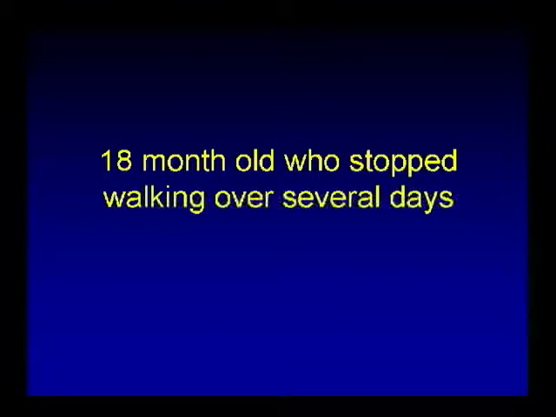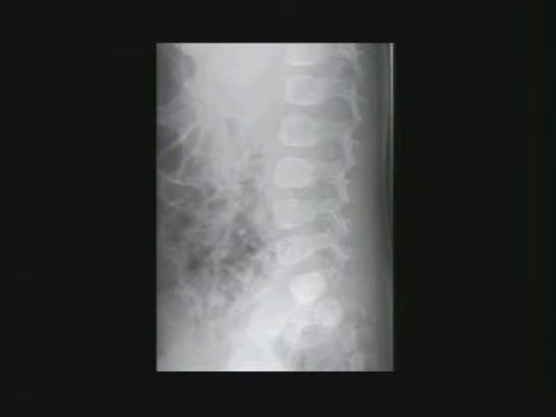The next case is an 18-month-old who stopped walking over several days, and if you look at this lateral view of the spine, it's a subtle abnormality, but the patient has disc space narrowing at L4-5.